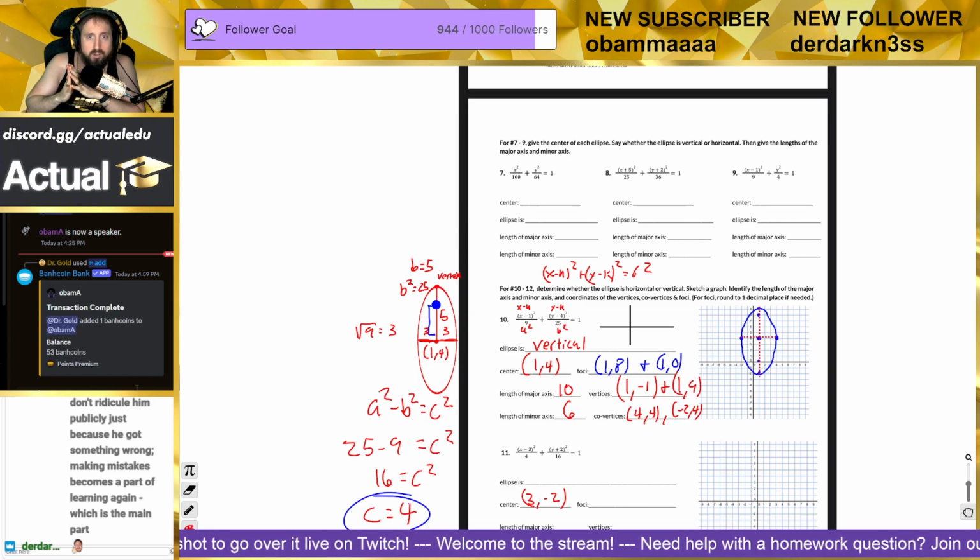Also, the same eye-level approach. You don't ridicule him publicly just because he got something wrong. Making mistakes is part of learning again, which is the main part. I agree.